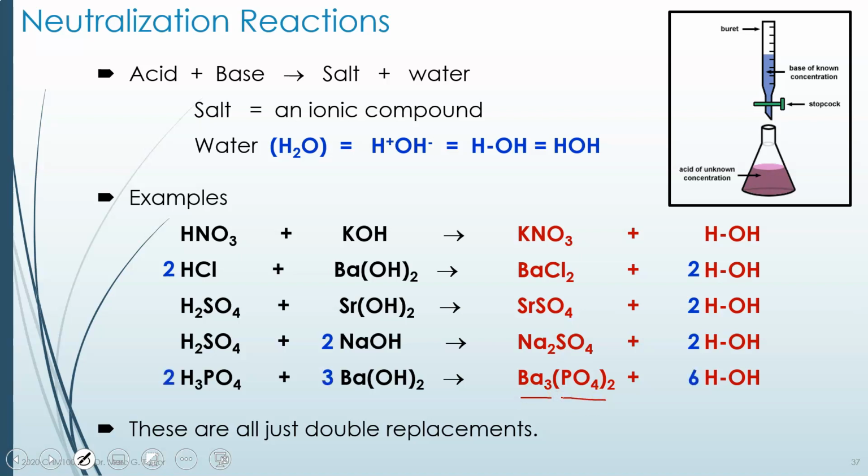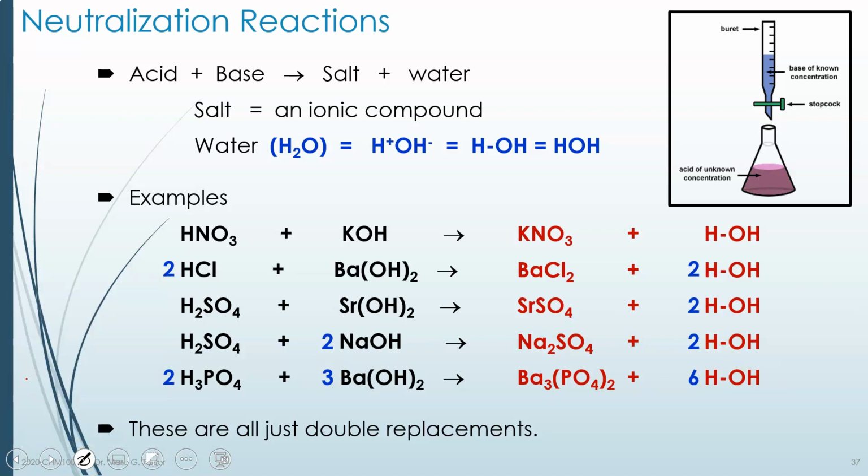But in fact, you can figure that out even before you do the barium phosphate determination of the formula by noticing I have 3 protons here and 2 hydroxides, so I need 3 of the 2 and 2 of the 3. That would be a total of 6 waters that are formed in this reaction.